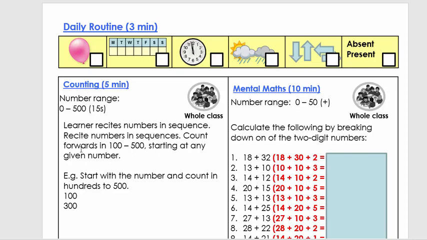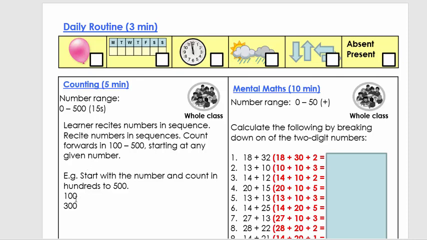So the first activity we're going to do is count. We're going to start and count in hundreds to 500. The first one I'm going to do with you. We're going to say 100, 200, 300, 400, 500. Let's do this then with 300, 400, 500.